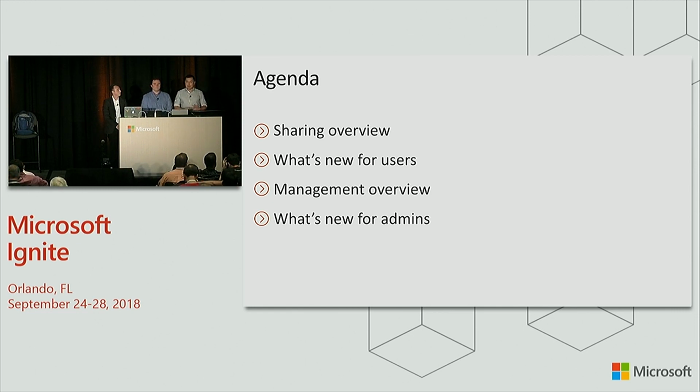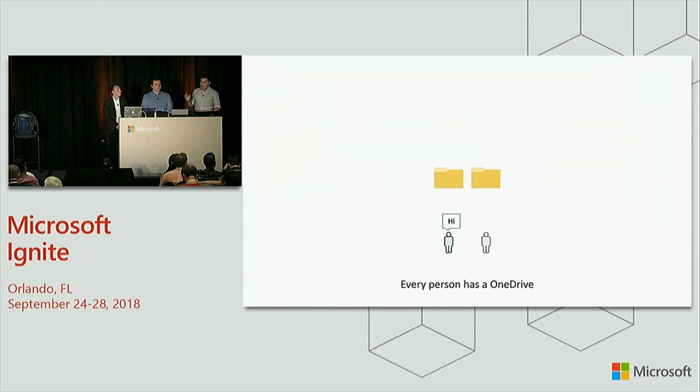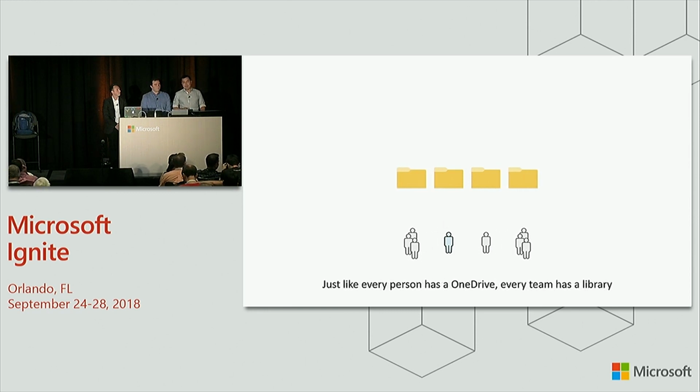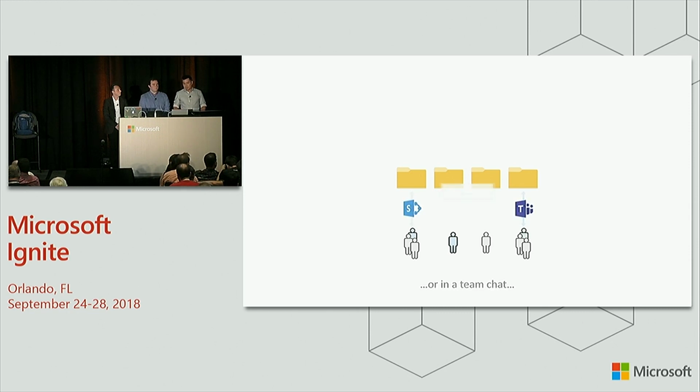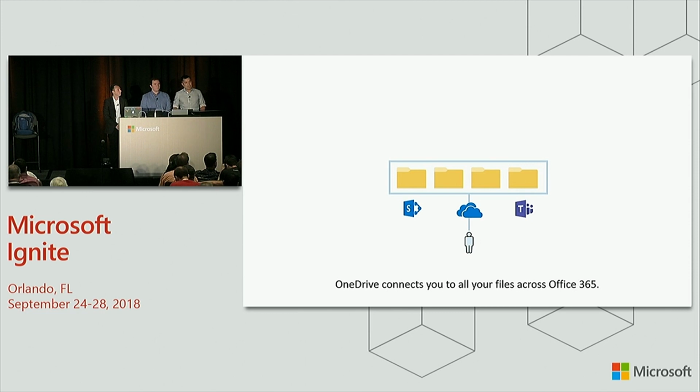But before I do that, I wanted to open with some framing on OneDrive and Office 365. So in Office 365, as you know, every person has a OneDrive. And just like every person has a OneDrive, every team has a library to hold their files. And so whether you're working in a team site in SharePoint or in a team chat in Microsoft Teams, OneDrive connects you to all of your files across Office 365. OneDrive is the Files app for Office 365.